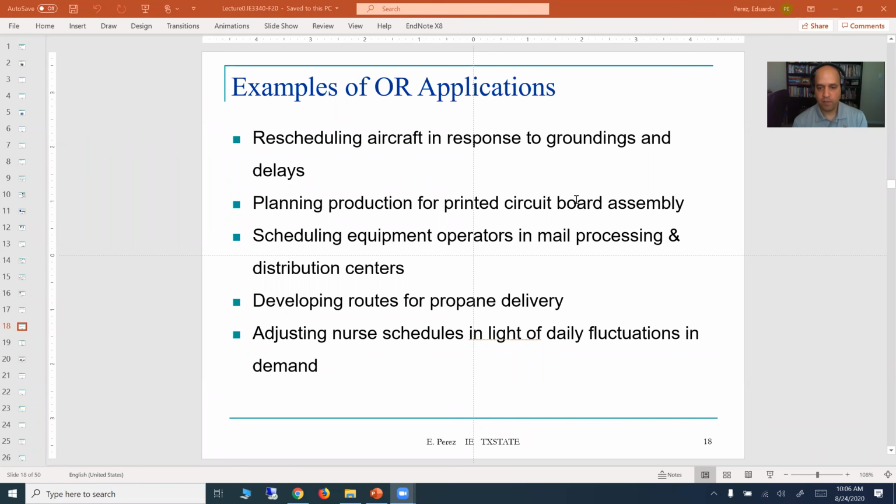Planning production for printed circuit board assembly, things like Samsung, companies like Samsung, they use this a lot. Scheduling equipment operators in mail processing and distribution centers. So this is from the government perspective, like the post office. Developing routes for propane delivery, adjusting nurse schedules in light of daily fluctuations in demand, which is the example that we went through.